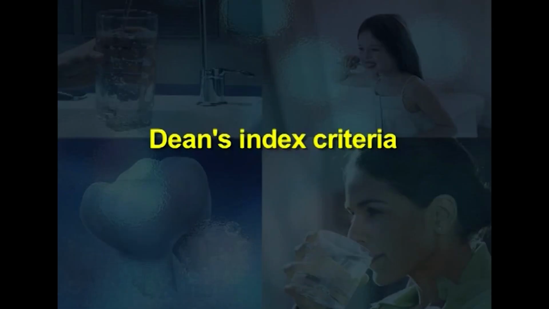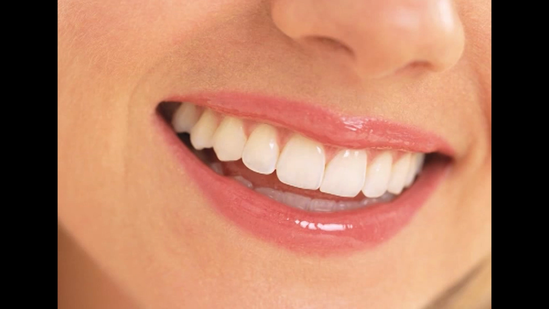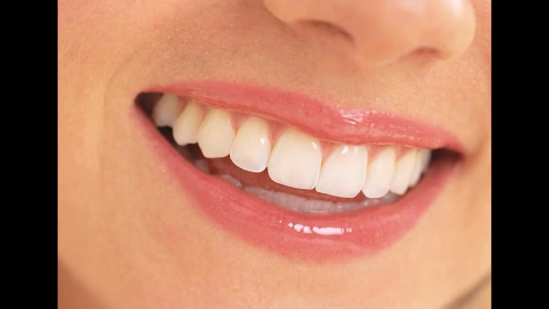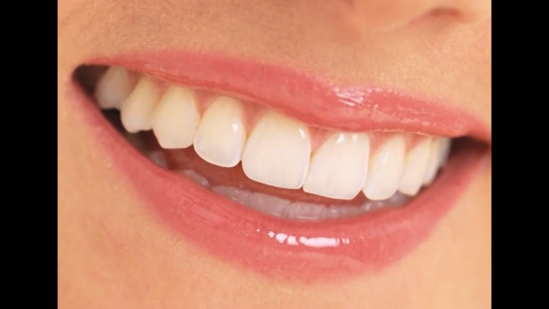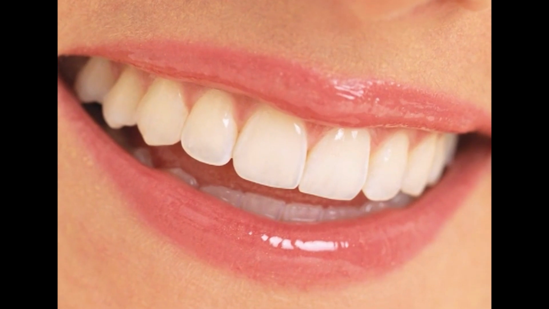Dean's index criteria describes the various stages of dental fluorosis. They are given scores from 0 to 5. 0 is normal while 5 is severe. If we look at some of these, score 0, when we talk about the normal, the definition says it is a smooth, bright, pale, creamy white, translucent surface, no white discoloration of teeth.